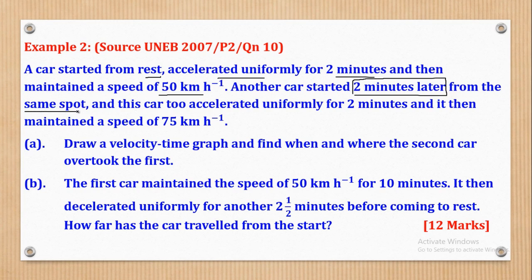from the same spot, and this car too accelerated uniformly for 2 minutes and then maintained a speed of 75 kilometers per hour. Part A, draw a velocity time graph and find when and where the second car overtook the first. Then part B, the first car maintained the speed of 50 kilometers per hour for 10 minutes. It then decelerated uniformly for another 2.5 minutes before coming to rest. How far has the car traveled from the start?